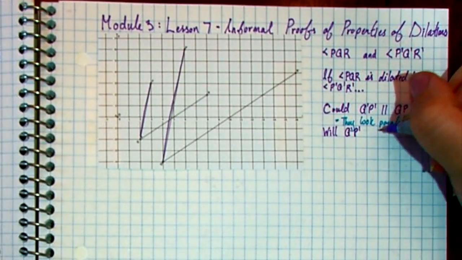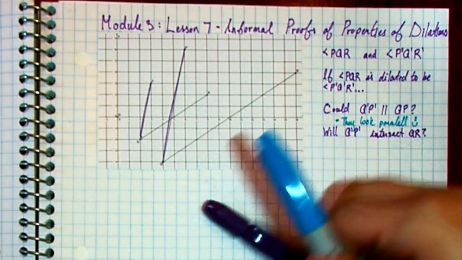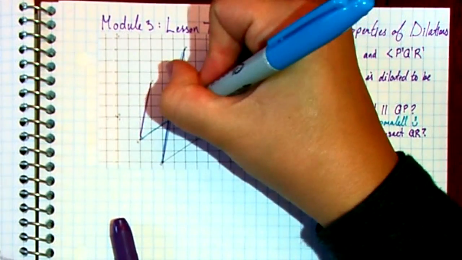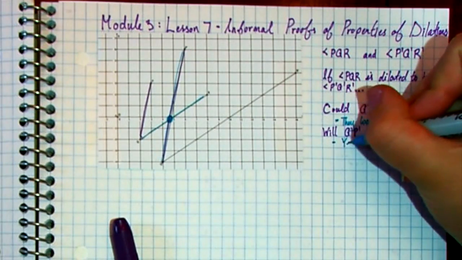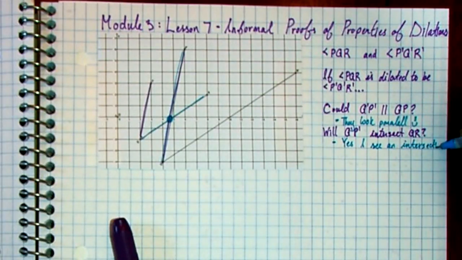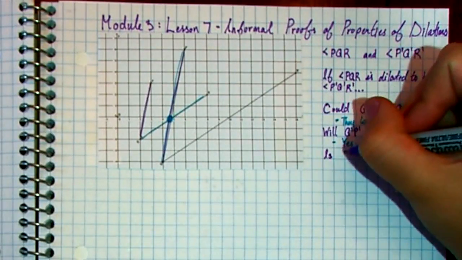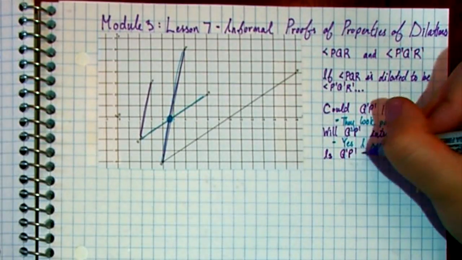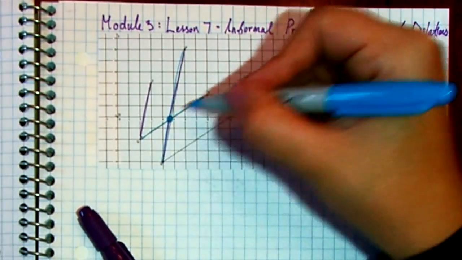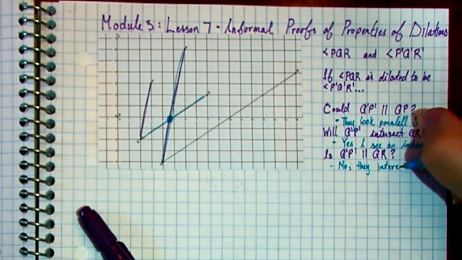Will Q prime P prime intersect QR? Again, one of our lines, Q prime P prime, is parallel to QP, so will it be intersected by QR? I'm going to say yes, I see an intersection point. And lastly, is Q prime P prime parallel to QR? Well, if they intersect, then no, they're not parallel.